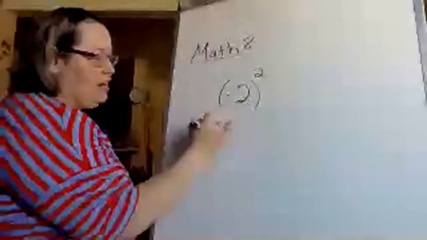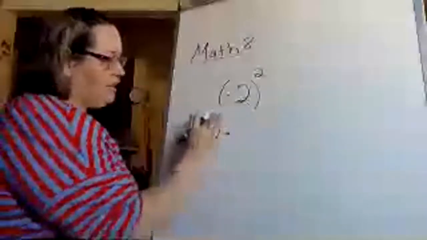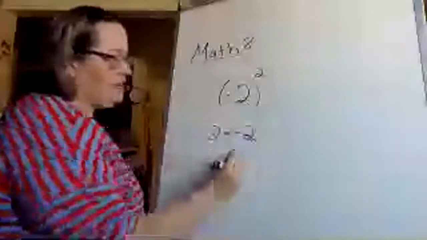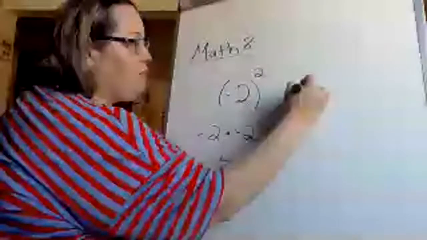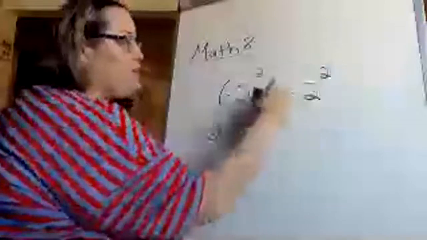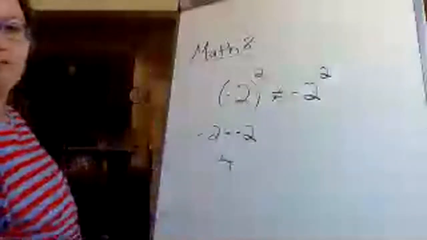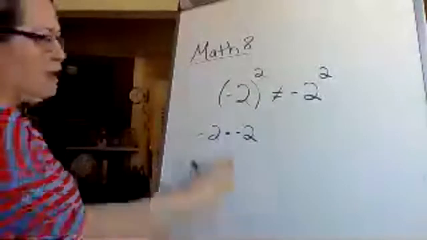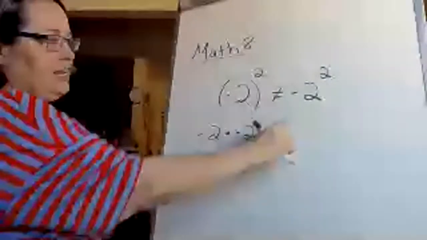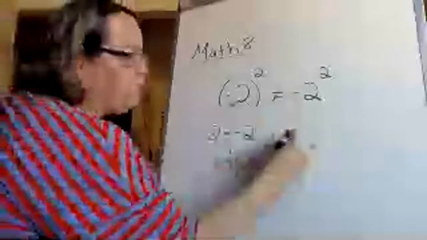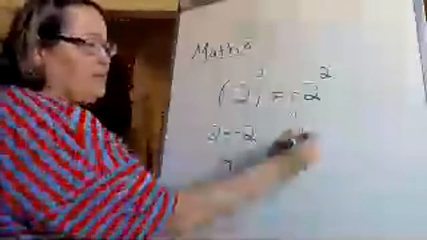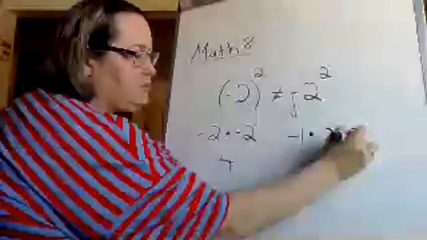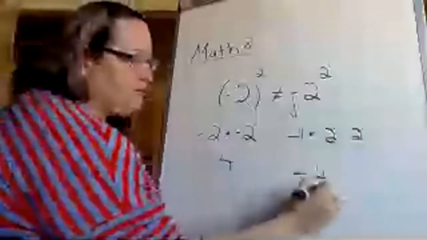So if I have negative 2 raised to the second power, that's going to be negative 2 times negative 2, which will get you a positive 4. If you have it written like this, these two are not equal to each other. They are not the same thing. Here, the negative is squared. Here, the negative is not squared. This would be like saying negative 1 for that part right there times 2 times 2. So this would actually come out to a negative 4.